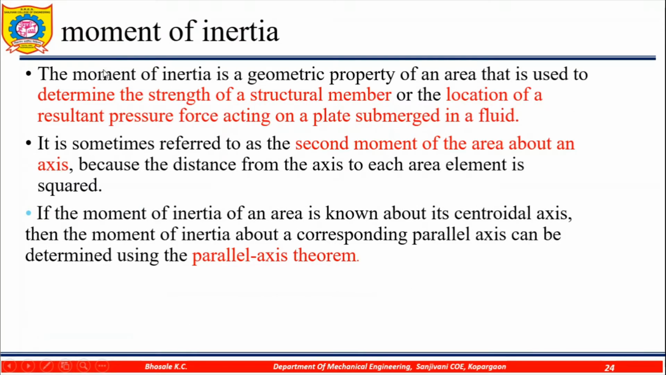So the moment of inertia is a geometric property of an area that is used to determine the strength of a structural member or the location of a resultant pressure force acting on a plate submerged in a fluid. It is sometimes referred to as the second moment of area about an axis because the distance from the axis to each area element is squared. If the moment of inertia of an area is known about its centroidal axis, then the moment of inertia about the corresponding parallel axis can be determined using the parallel axis theorem.